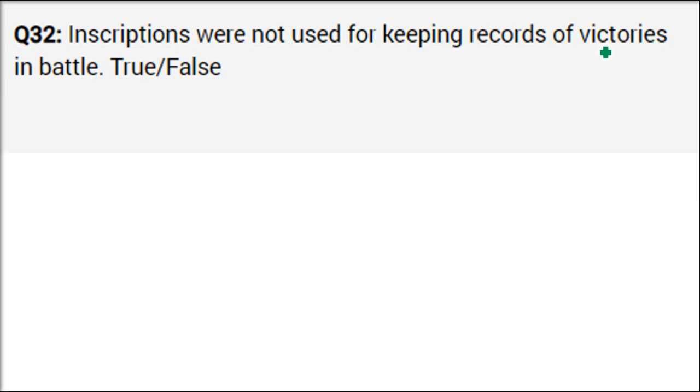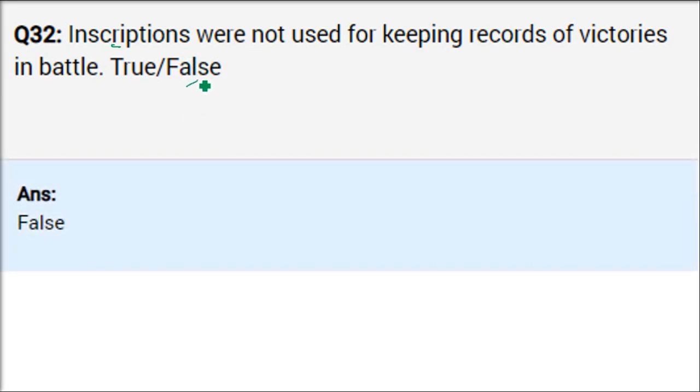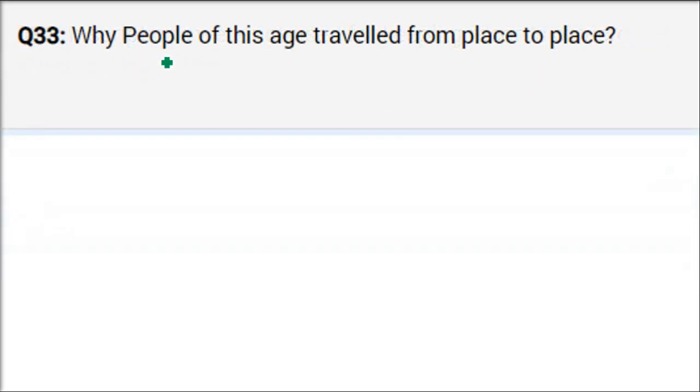Inscriptions were not used for keeping records of victories in battle. True or false? All the emperors, shasak, whenever they won, they did the inscription. They put their victory on some stone or metal. So it's false, because they are doing it. The farmer or the poor people cannot afford it. They didn't do it. The emperors and kings do.